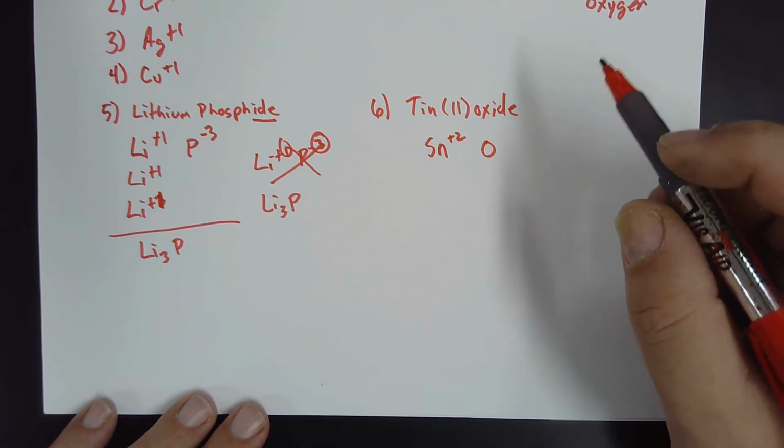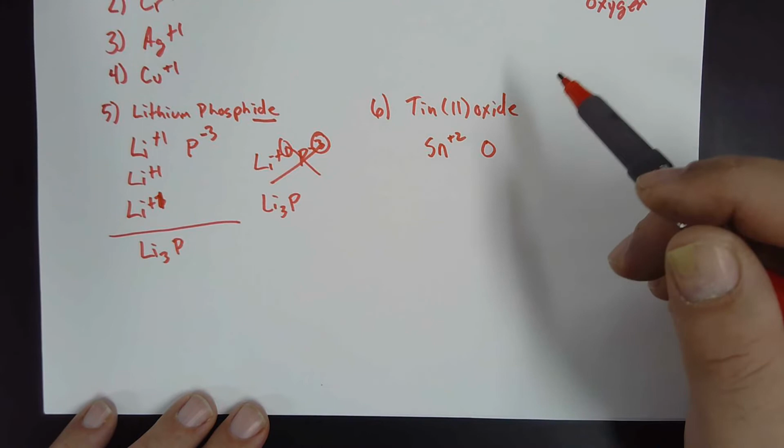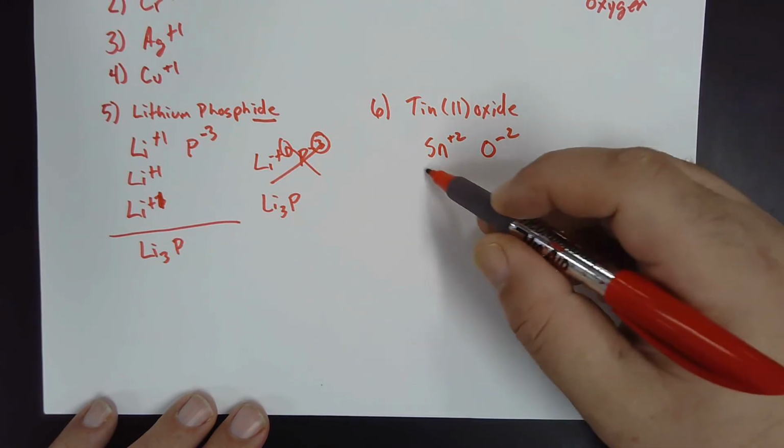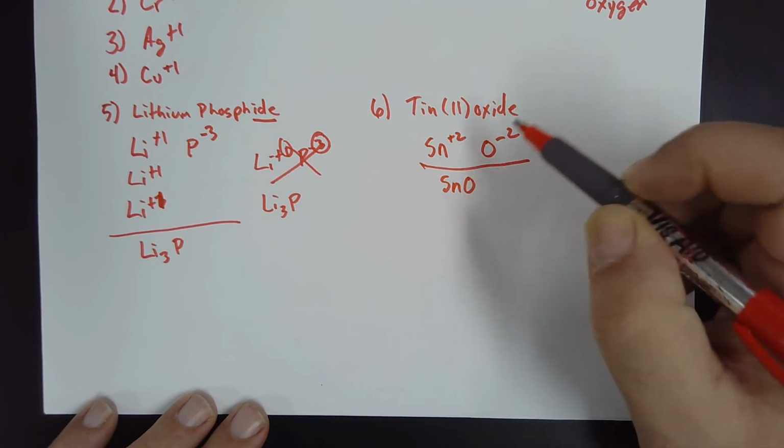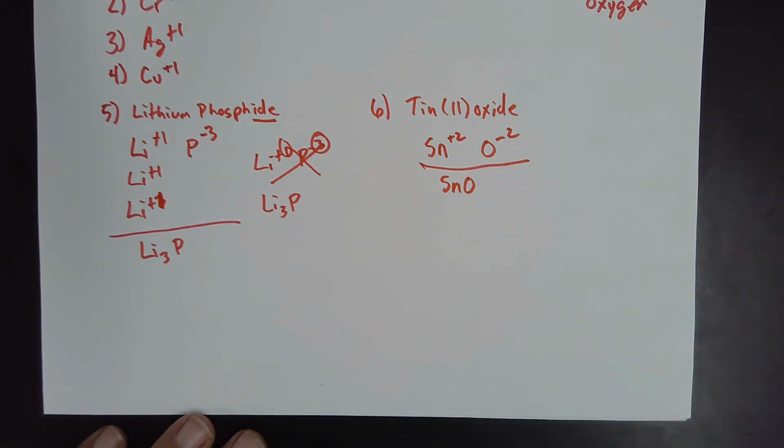Oxygen is in group 6A. What's its charge going to make? -2. So this is already a 1-to-1 ratio. That's my formula. We're all riding the same roller coaster? All right.